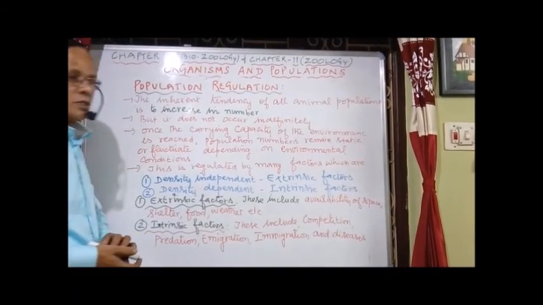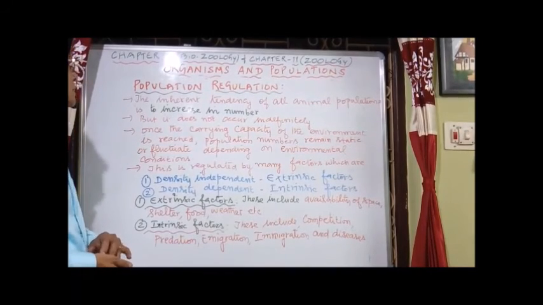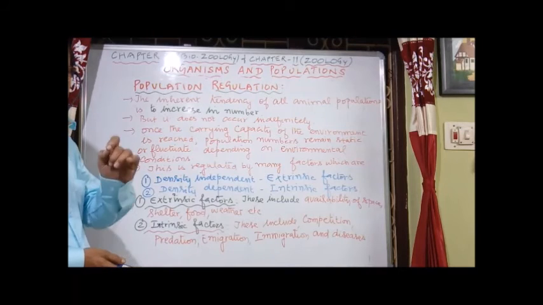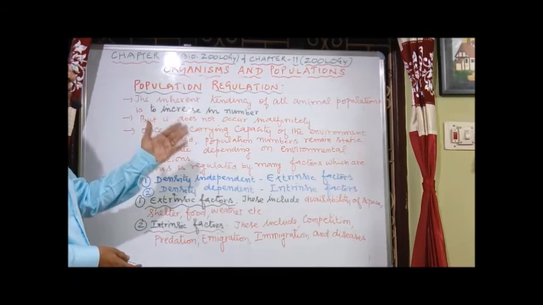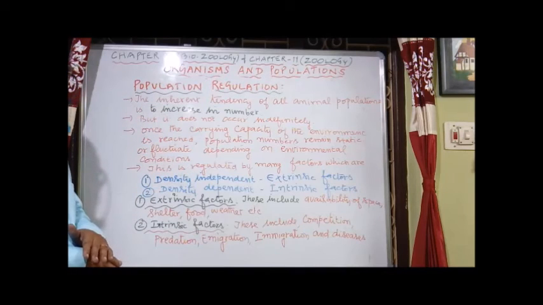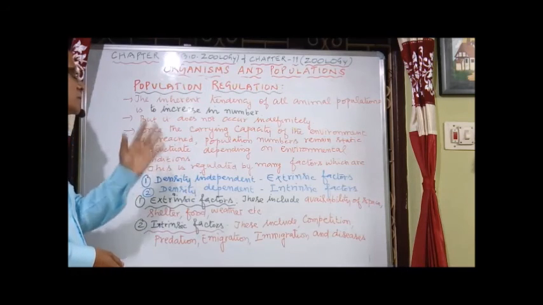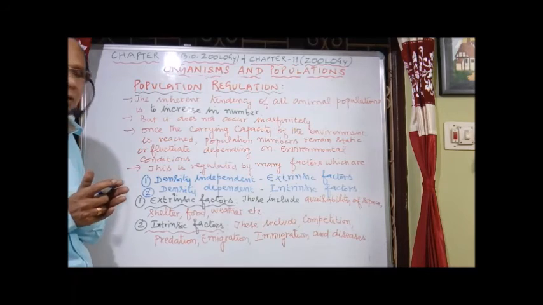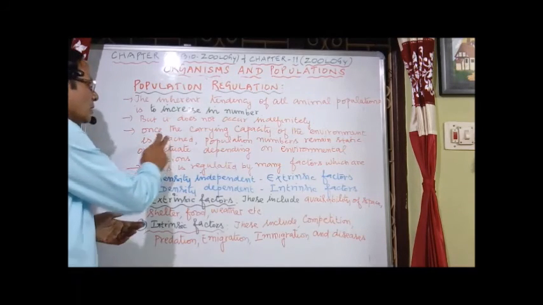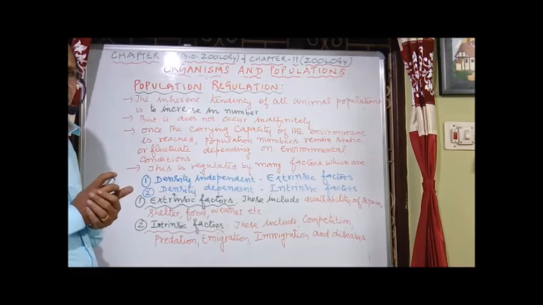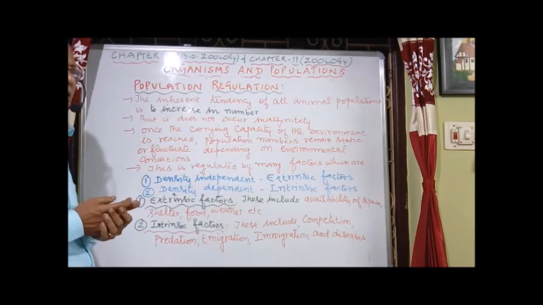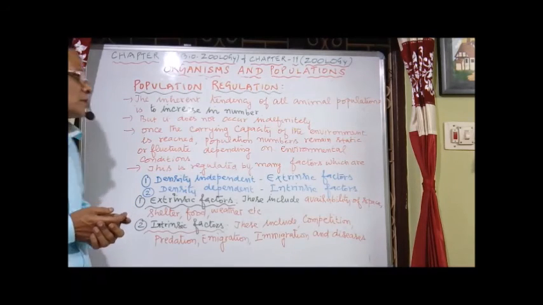Now, what is population regulation? How is it normally regulated? Each individual has the tendency to increase in number. That's the main tendency of all animal populations, right from birth. But it does not occur indefinitely. Once the carrying capacity of the environment is reached, population numbers remain stable or fluctuate depending on environmental conditions. This is regulated by many factors.